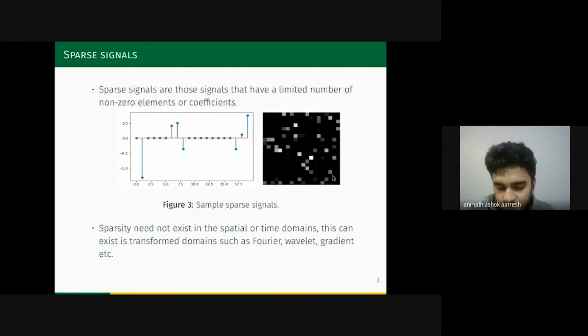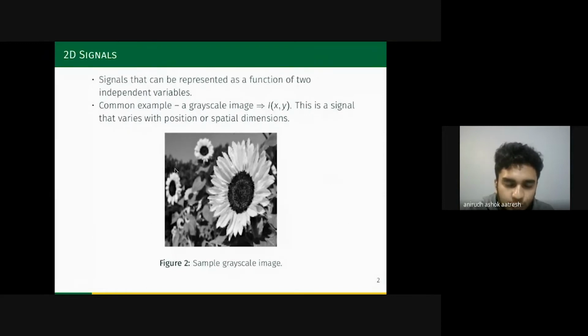In an image here, usually in a grayscale image, the amplitude values are taken to be between 0 and 255. So the lowest value will be 0, and that will correspond to black color, and the highest value will be 255, which corresponds to white color.